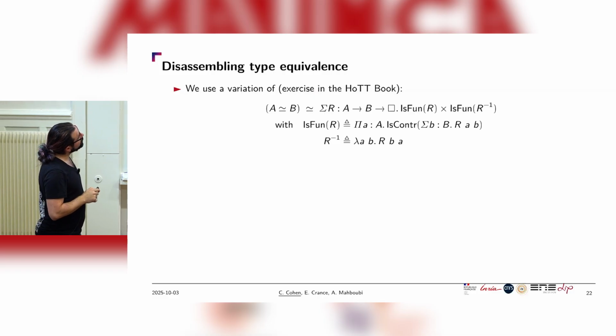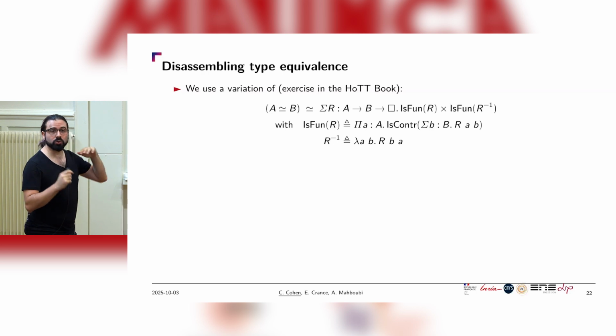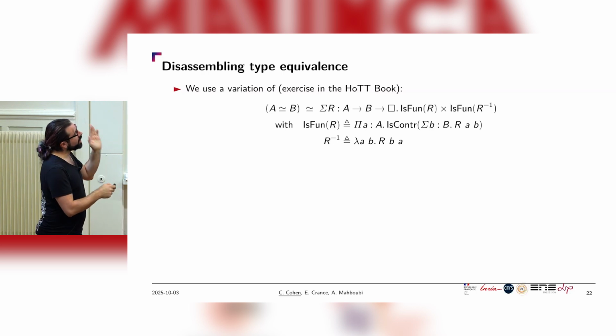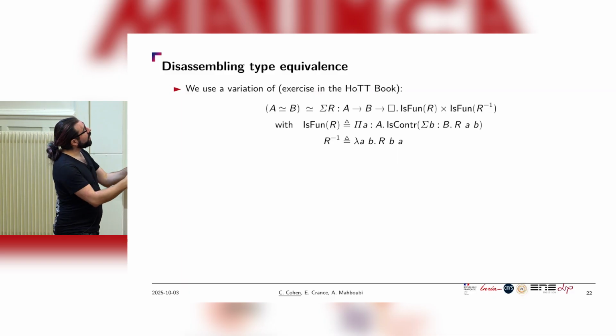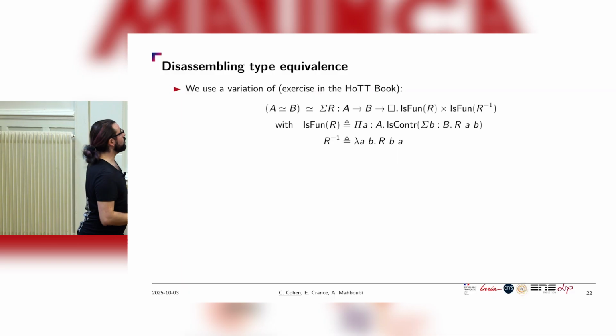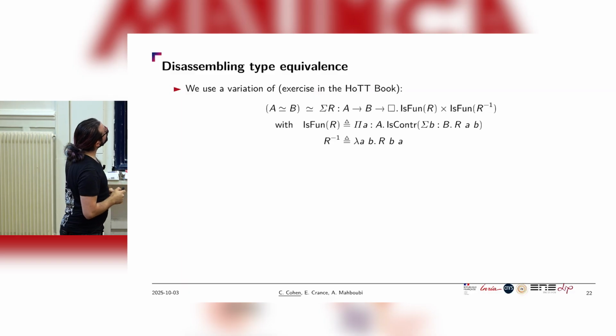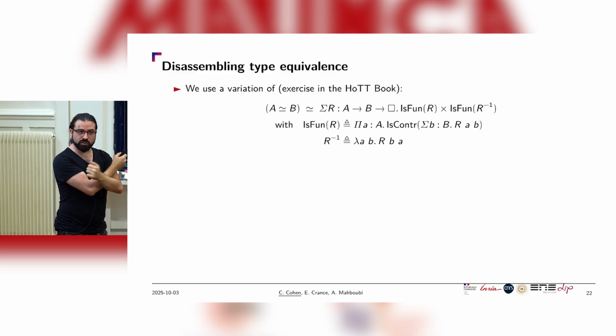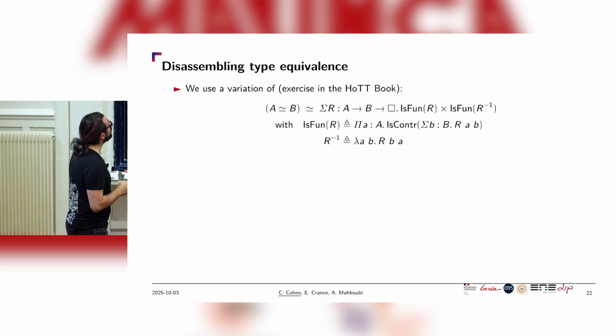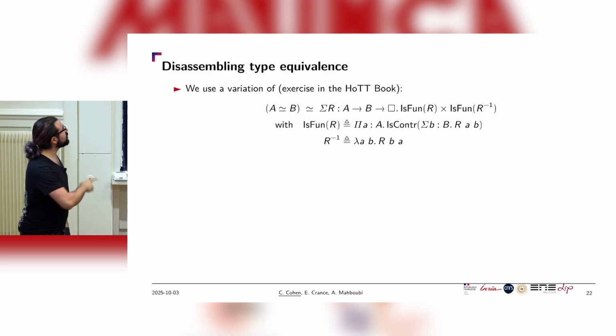So isFn of R is: for all A, there is a unique element, there is one and it's a unique element in sigma B, R A B. If you want to read it more naively, there is a B such that R A B, but there's more than that. And we write R minus 1 the symmetric of this relation, and this gives you the full phrasing of this notion of equivalence. But that's not the end of the story.